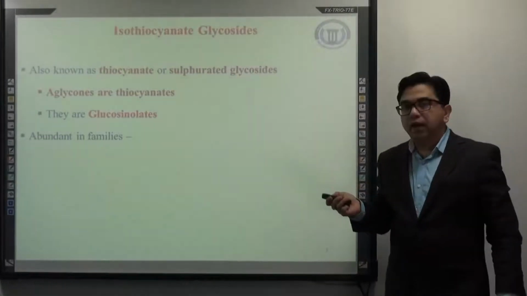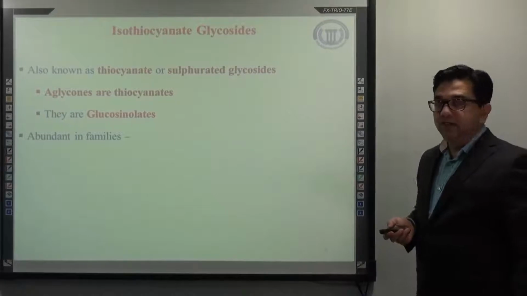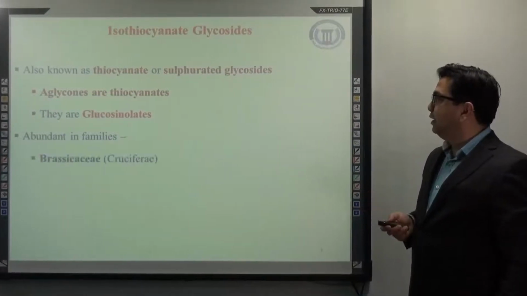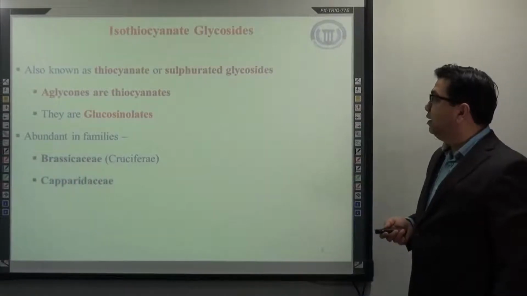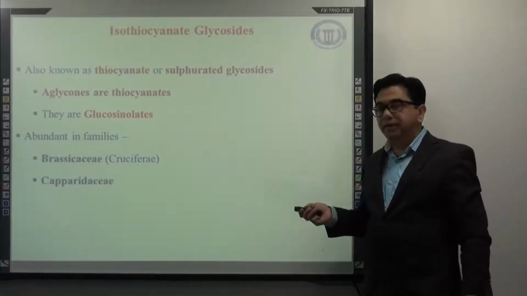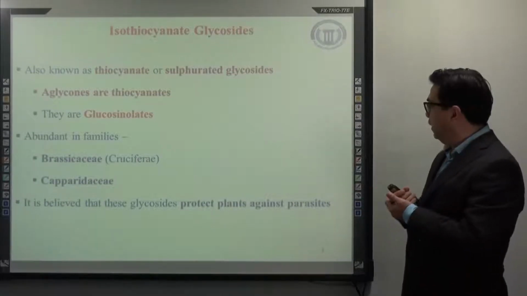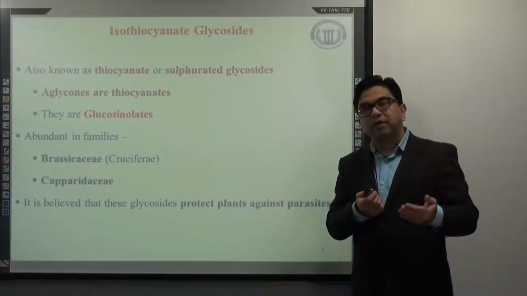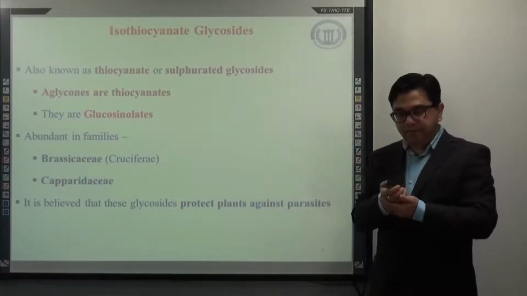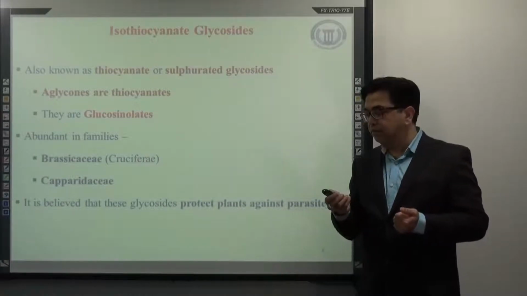The isothiocyanate glycosides are mainly abundant in families like Brassicaceae, which is also known as Cruciferae, and Capparidaceae. And it is believed that these glycosides protect plants against various parasites as a plant defense mechanism.